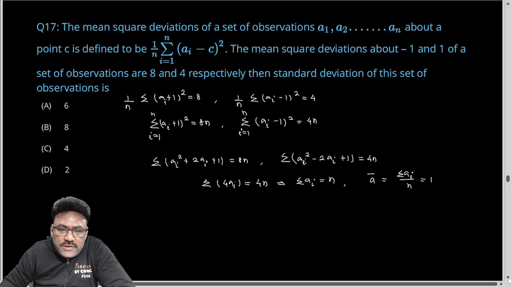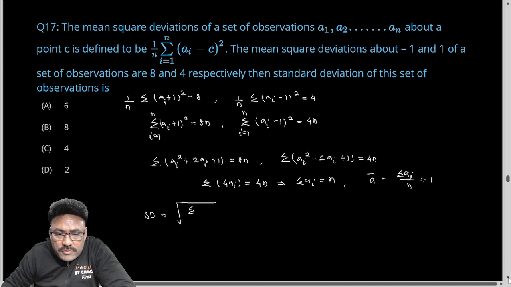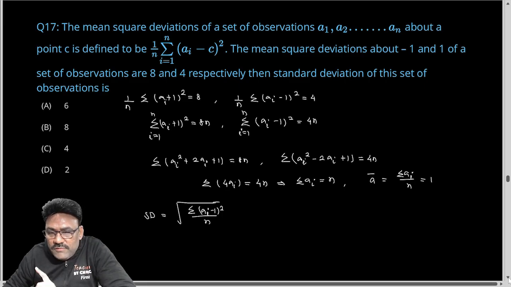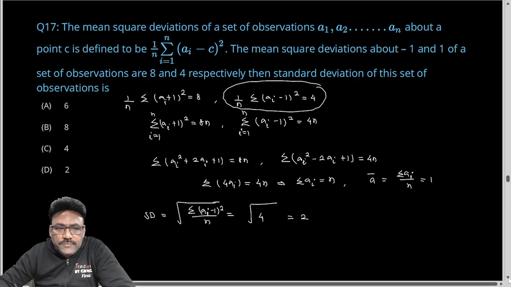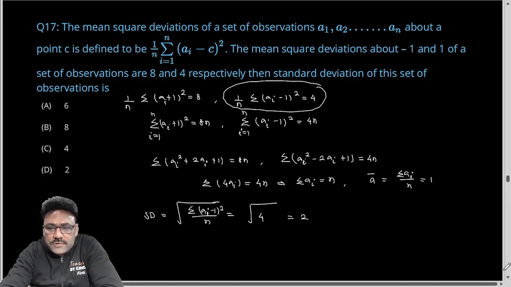Now I have to find the standard deviation. The standard deviation will be what? The root. Since mean is 1, so it will be sigma ai minus 1 whole square divided by n. Mean is 1. So sigma ai minus 1 whole square by n, this is standard deviation. And sigma ai minus 1 whole square divided by n is 4. So it is under root 4. So standard deviation is 2 here. So option D is the correct option.